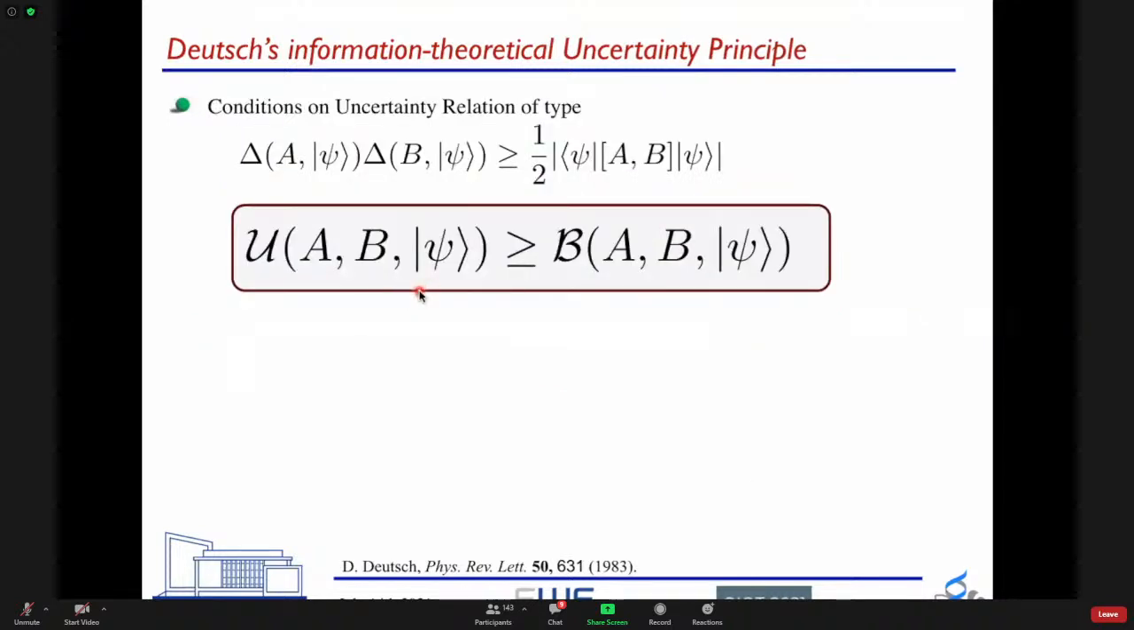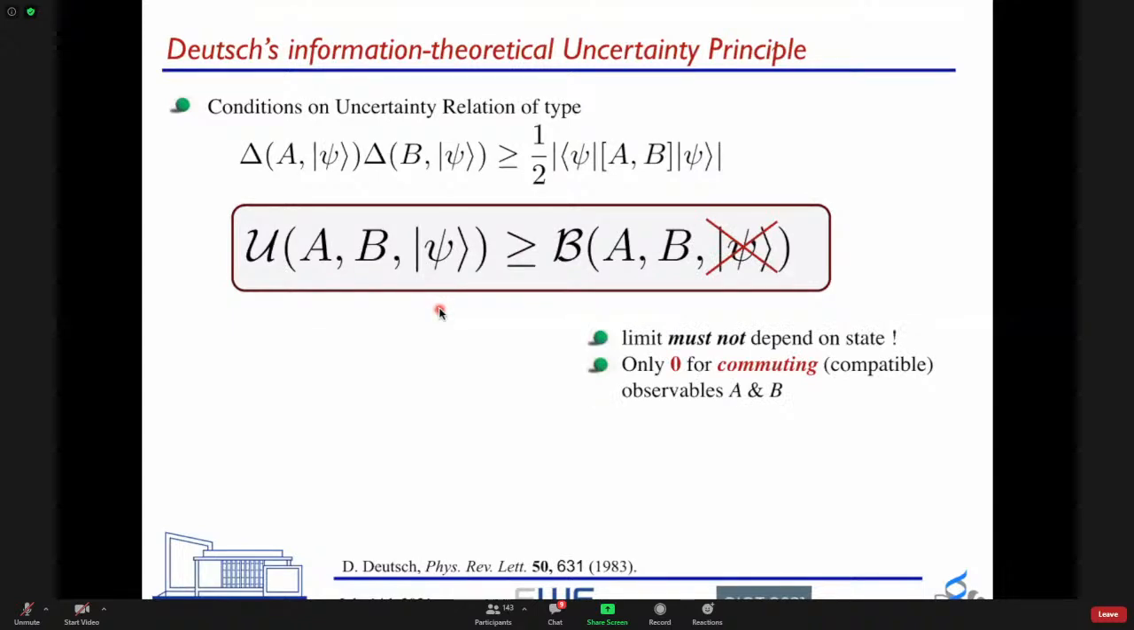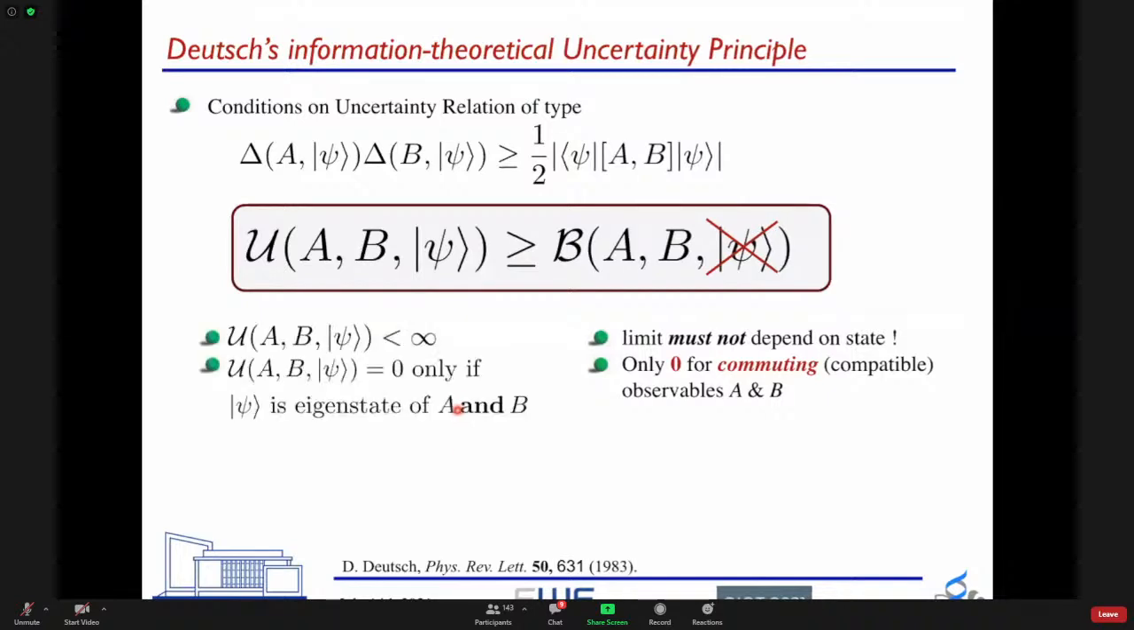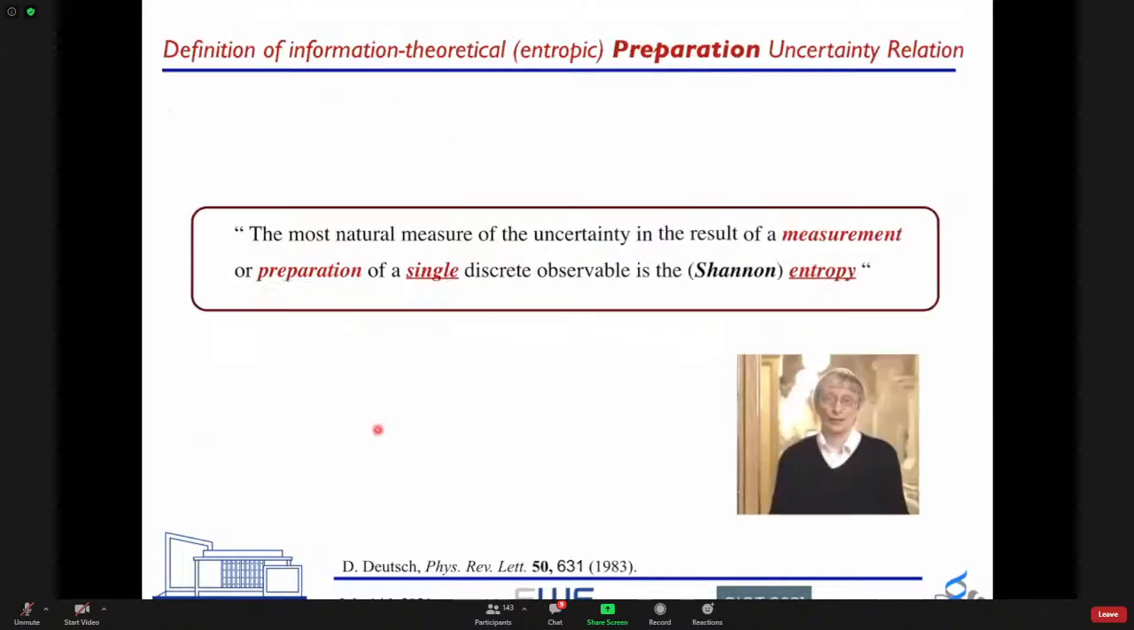So what is the idea? We should look for an uncertainty that has this structure, namely the left side, some function of our observables A, B, and the initial state, but the right side, the limit, should not depend on the initial state. It should not be state dependent, and it should only be zero for commuting, so for compatible observables. On the other hand, we want the left side of our uncertainty relation to always be less than infinity, and it should be zero only if psi is an eigenstate of both A and B.